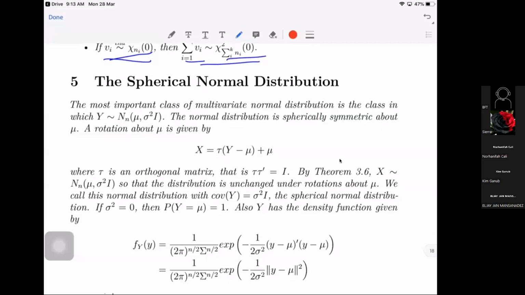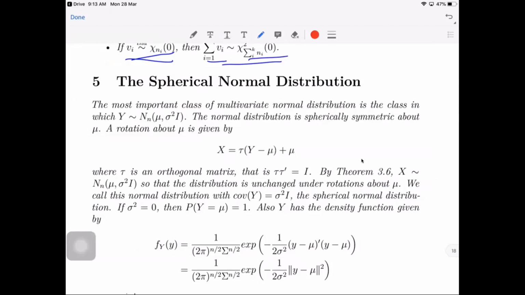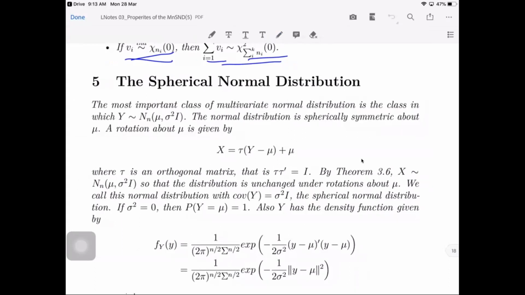Okay, so let's continue. We are now in the spherical normal distribution. The most important class of multivariate normal distribution is the class in which a random variable y is normally distributed with mean vector mu and covariance matrix sigma squared I. The normal distribution is spherically symmetric about mu.